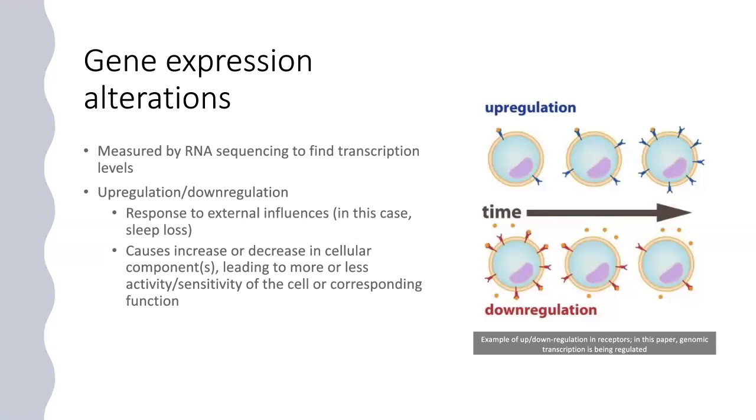And this picture on the slide is an example of receptor upregulation and downregulation. It's just kind of a simplified representation of what happens in this process.